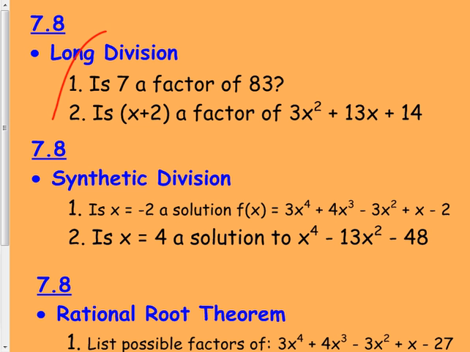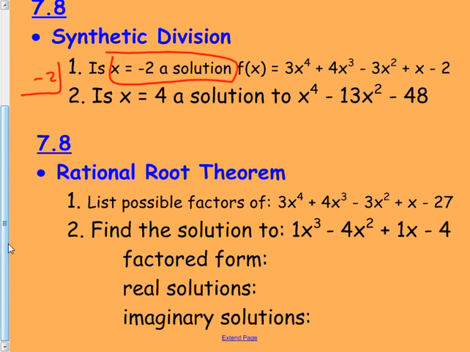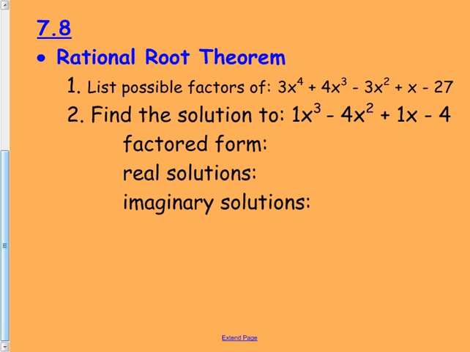Long division we are not doing on the test. Synthetic division, we just did one of those. Is this a solution to that? Well, you stick that negative 2 in the little thingy, and you go away with your synthetic process, and you see if it worked or not. All right, rational root lists possible factors of. That's factors of the constant over factors of the coefficient. F-con over F-co. Now that tells you what could be the roots, and then you test them with synthetic, and then you can find really hard ones using this.